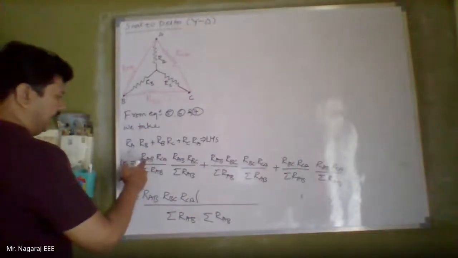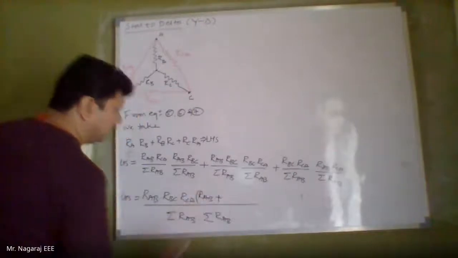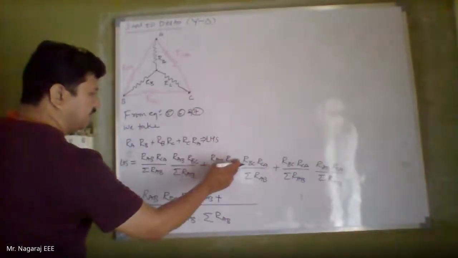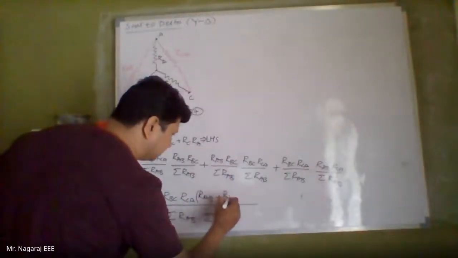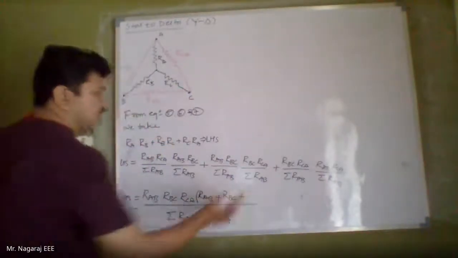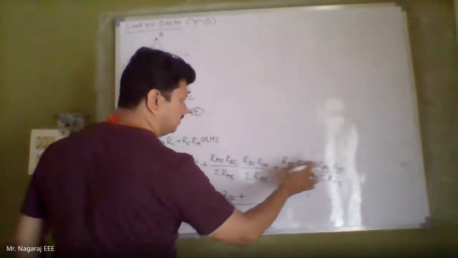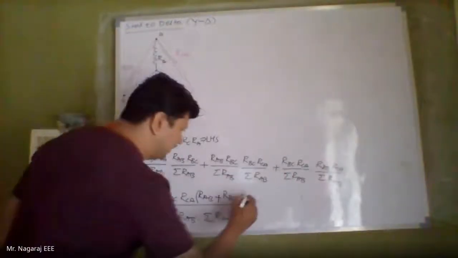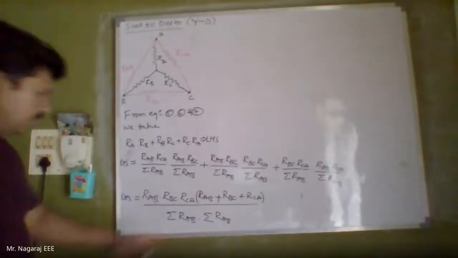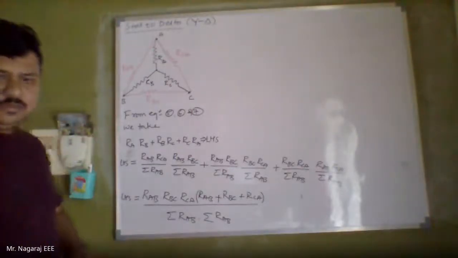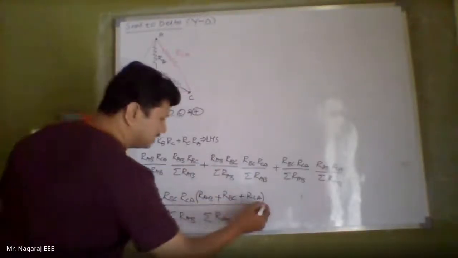Now, I have two RABs here, so I take RAB, plus one RBC remaining, plus RBC, plus one more RCA, plus RCA. And what is summation RAB now? Summation RAB is nothing but RAB plus RBC plus RCA.